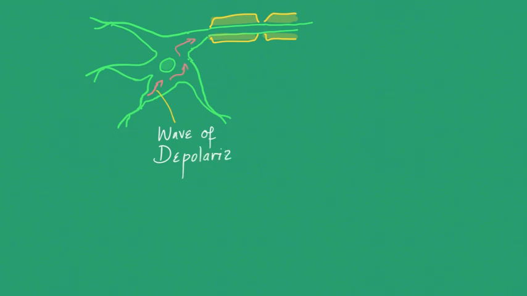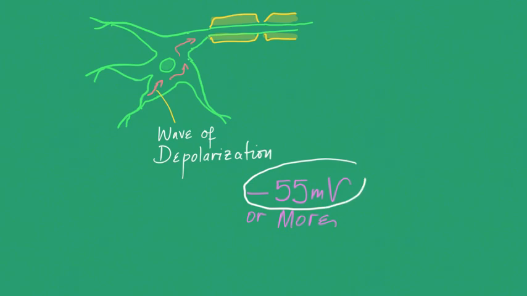These arrows represent the wave of depolarization that spreads across the nerve cell body and arrives at the axon hillock. The voltage has changed. It's no longer minus 70, it's probably 0 or minus 55 or minus 40, depending upon the strength of the stimulus. The minimum voltage needed to start an action potential is minus 55 millivolts. That's the minimum voltage that's needed. It can be higher, but it cannot be lower.